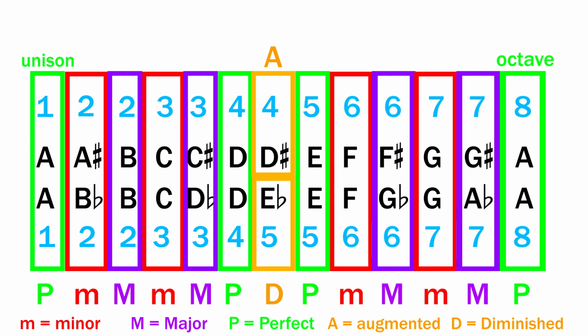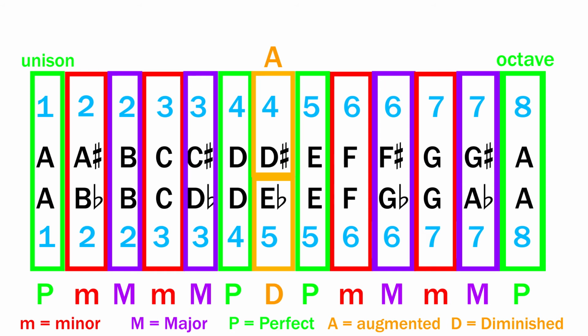The different quality names try to make it easier to talk to each other about how an interval sounds. Instead of trying to say an interval sounds dark or moody, which means different things to different people, we say it has a minor quality. Instead of saying it sounds bright or happy, we say it has a major quality.